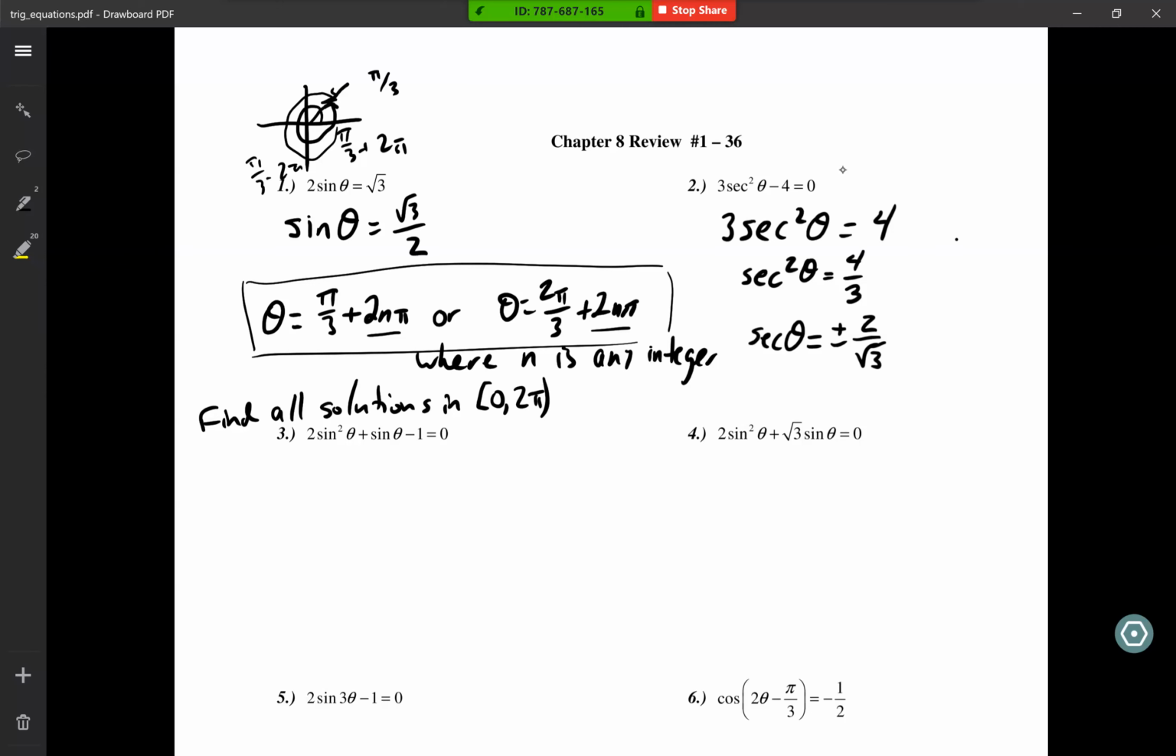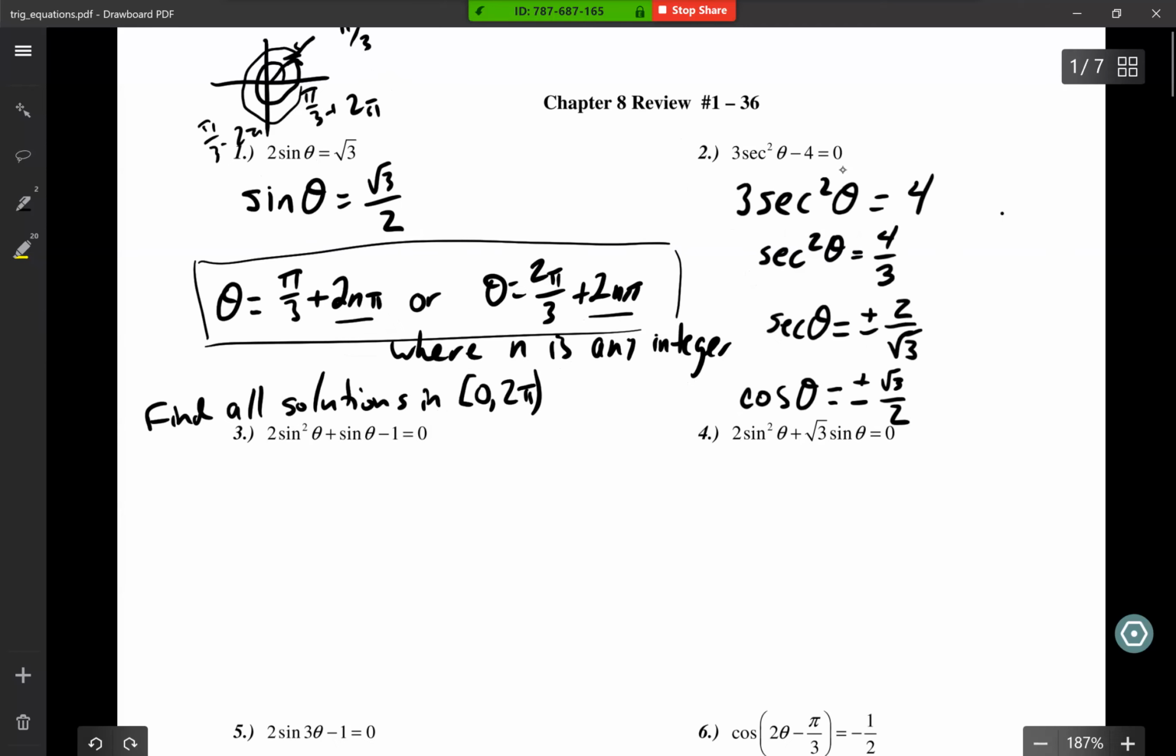Now again, just like in the previous problems, we're trying to find out the values of theta so that the secant of it gives me that plus or minus 2 over root 3. Now, we probably don't remember secant values off of the top of our heads very easily. So I'm going to rewrite this in terms of cosine, because I know that secant and cosine are reciprocals of each other. So this tells me the cosine has to be plus or minus square root of 3 over 2. We're just taking the reciprocal here.